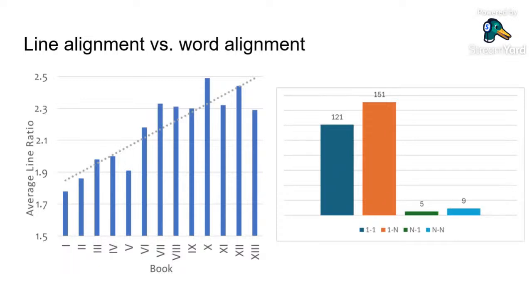The figure on the left is the results of line alignment. The figure on the right is the results of word alignment. But we have a very high percentage of one-to-one translation pairs, as well as a high percentage of one-to-many. And this may indicate that Douglas adopts something closer to word-for-word translation than his comments suggest.